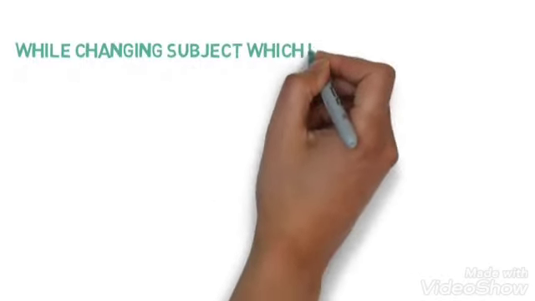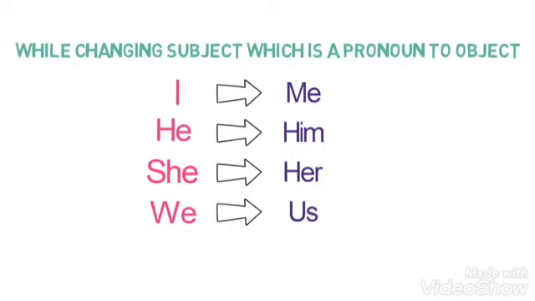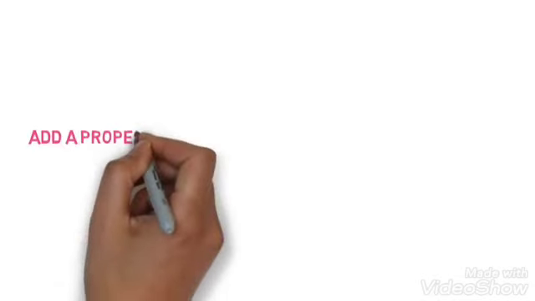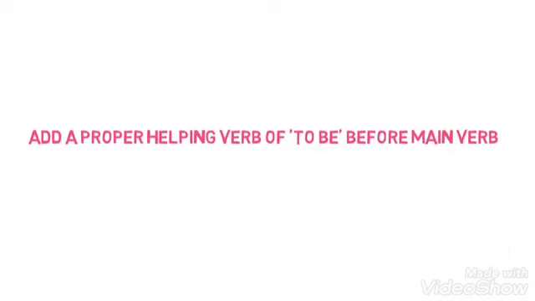While changing the subject, which is a pronoun, to the object: I will be me, he will be him, she will be her, we will be us, they will be them. Add a proper helping verb of to be before the main verb.